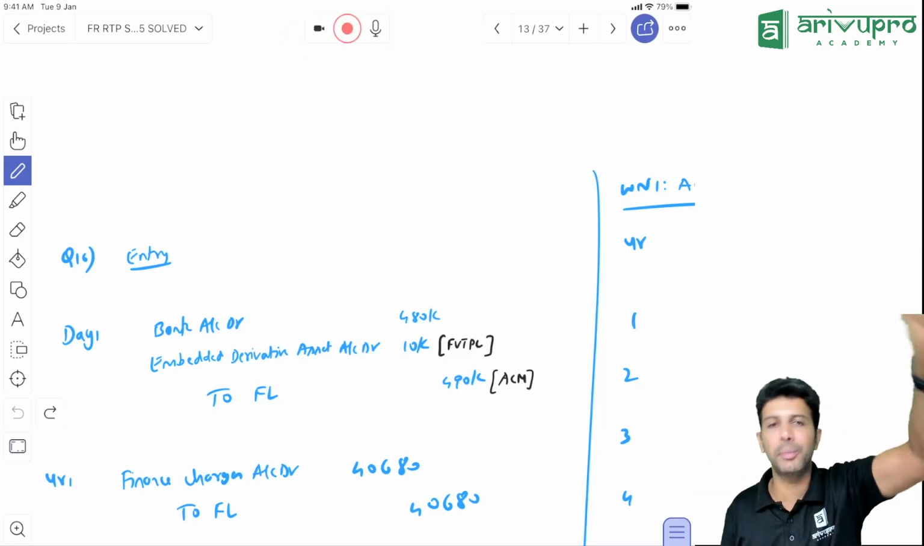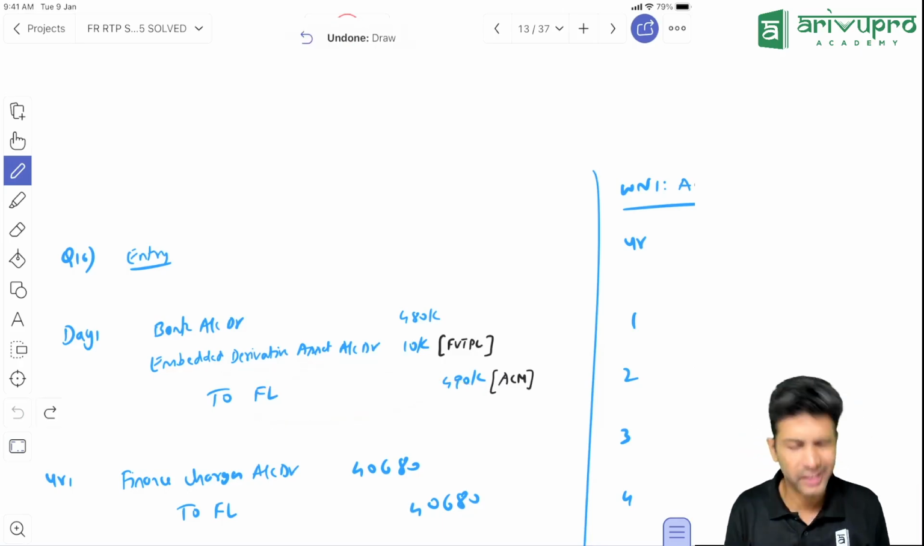So this is the entry: bank account debit, embedded derivative asset account debit, to financial liability. Now onwards, very straightforward.